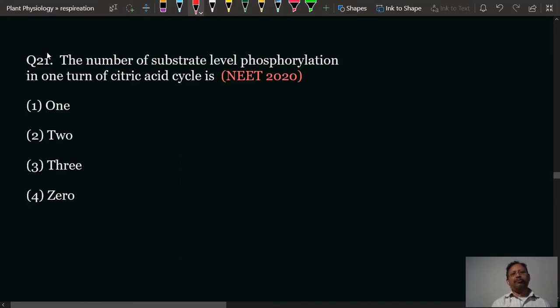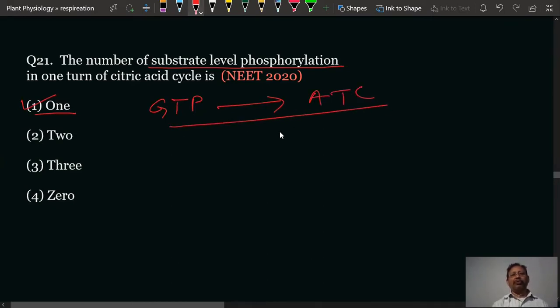Important question from plant respiration. Question number 21. The number of substrate level phosphorylation in one turn of citric acid cycle is 1. There is only one substrate level phosphorylation, in which directly GTP is produced and then this GTP is converted into ATP. This takes place during the conversion of succinyl coenzyme A to succinic acid.